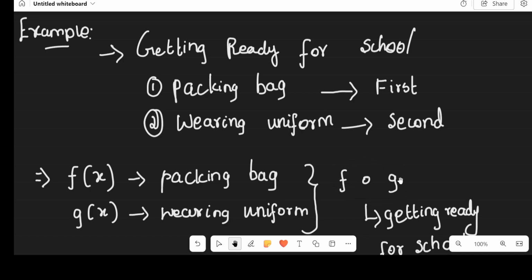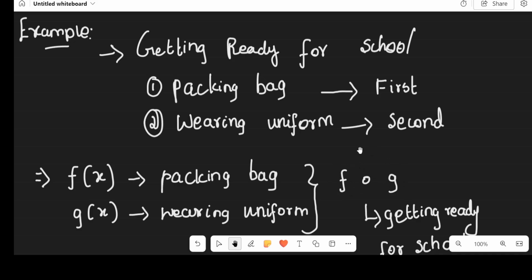If you want to find out f of g, you have to apply the second function first. What is the second function? G of x. F is first, g is second. So the second function should be applied first. That is rule number one. The second rule is after applying this g of x, you will get one result. After getting that result, you should apply the result in the first function, that is f of x.